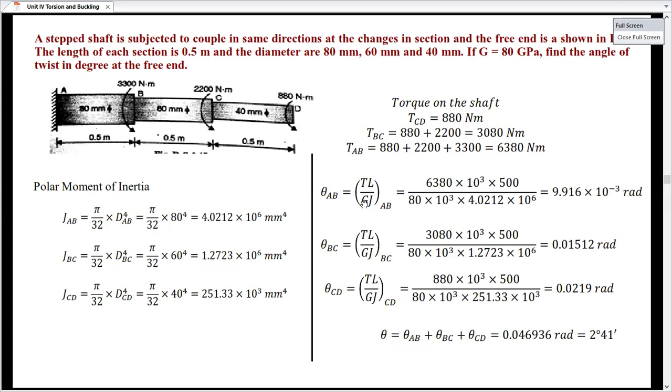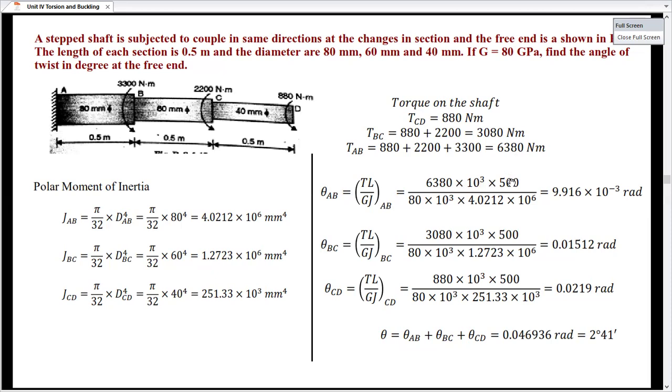Okay, but basically we are calculating theta. If we consider all these values, finally you will get theta negative, and theta will not be negative. That's why they have not applied that direction of torque while calculating the value of theta. So for theta, TL upon GJ, they have taken all the torques in the negative direction as they are. Torque is 6380 Newton meter. Convert that value into Newton mm, 6380 into 10 raised to 3 Newton mm. Length is 500 mm. Each section is of 0.5 meter.